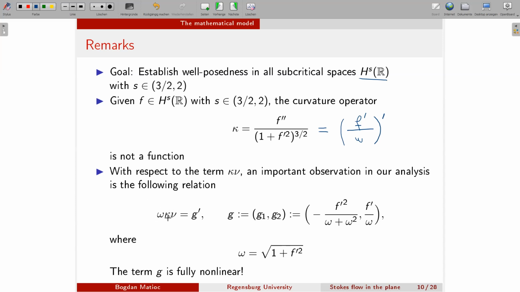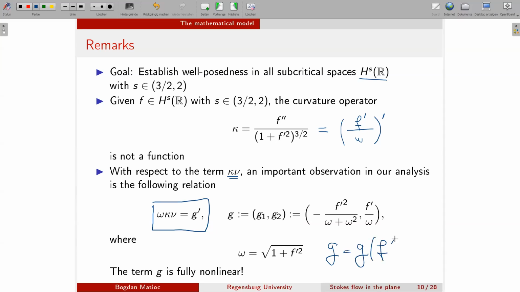However, with respect to the analysis, let me point out we have this term K nu, which appears in the jump condition for the stress. Now, if we multiply it with this function omega, then this is a crucial observation. This term is a derivative of a function g, and g has two components, g1 and g2, and both are fully nonlinear with respect to f prime. They depend only on f prime, and they are given by this expression. So g is a fully nonlinear operator of f prime.